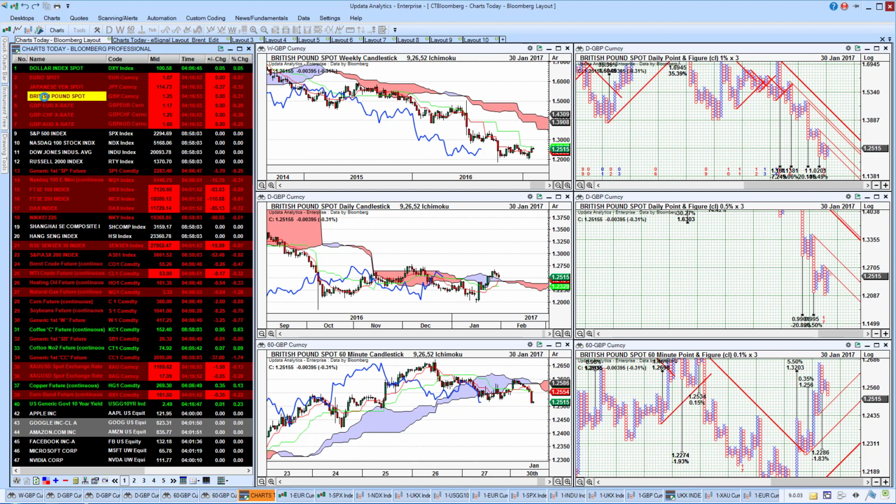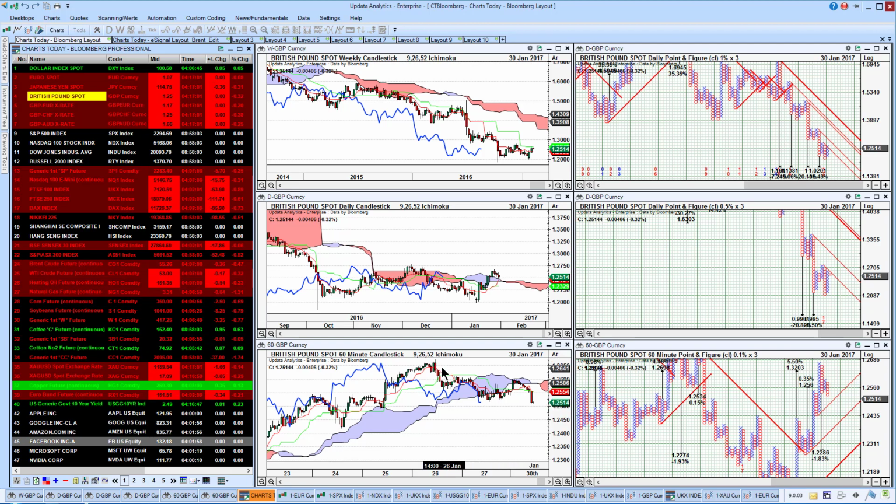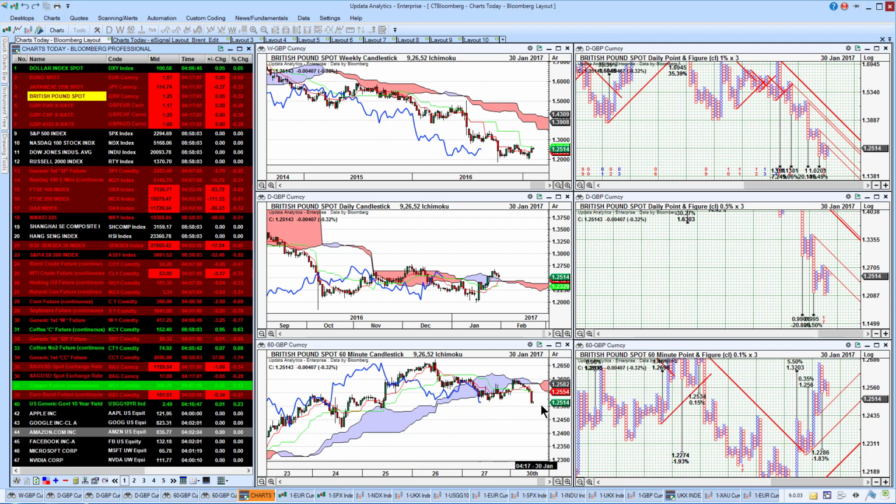Sterling at a very interesting place this morning, back below the cloud on the 60-minute chart. So that's just broken down. You'll notice this action of high, then a low, then a lower high, then a low, then a lower high, then a lower low. Classic Dow theory going on here. That's what the clouds are good at showing you.